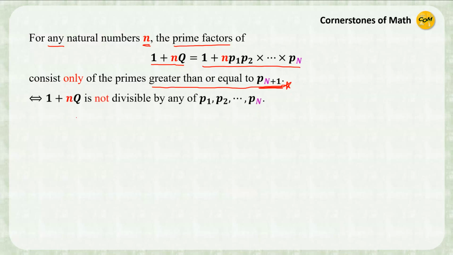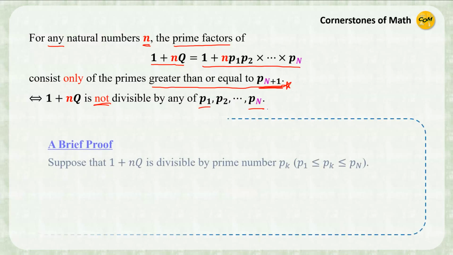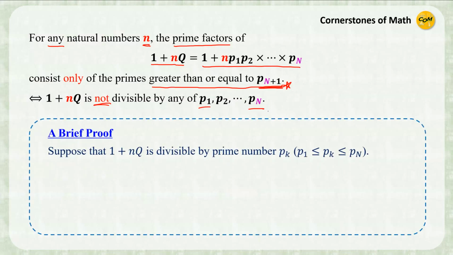The equivalent statement is that 1 plus nq is not divisible by any of the prime numbers from p1 to p capital N. So if we deny this conclusion, then we can say that 1 plus nq is divisible by some prime number pk that falls into this interval from p1 to p capital N. Then we can say that 1 plus nq is equal to n prime times pk for some natural number n prime.